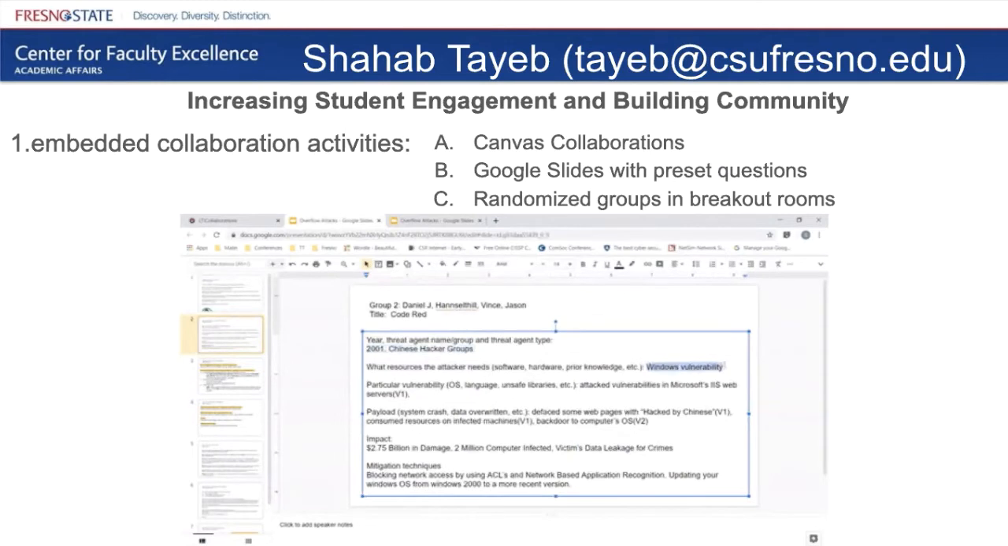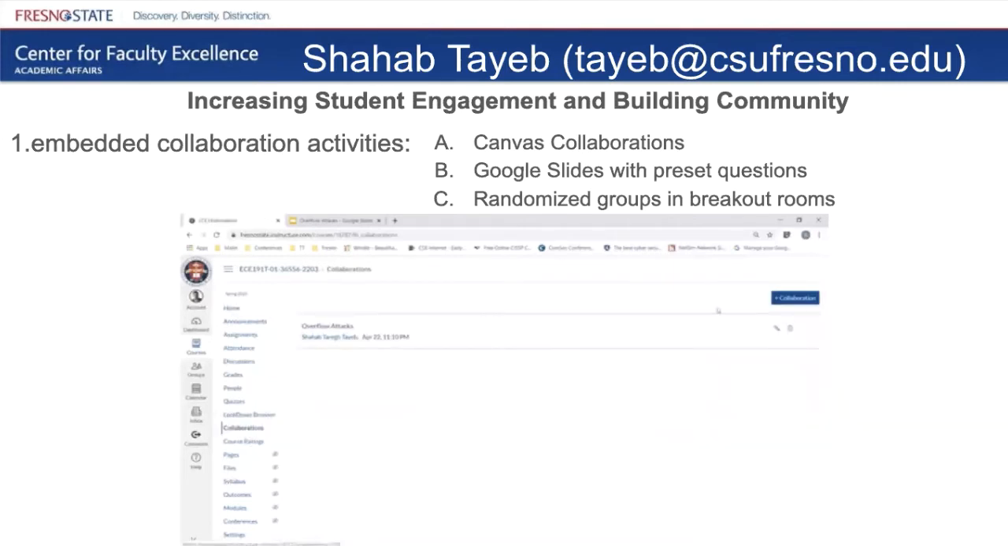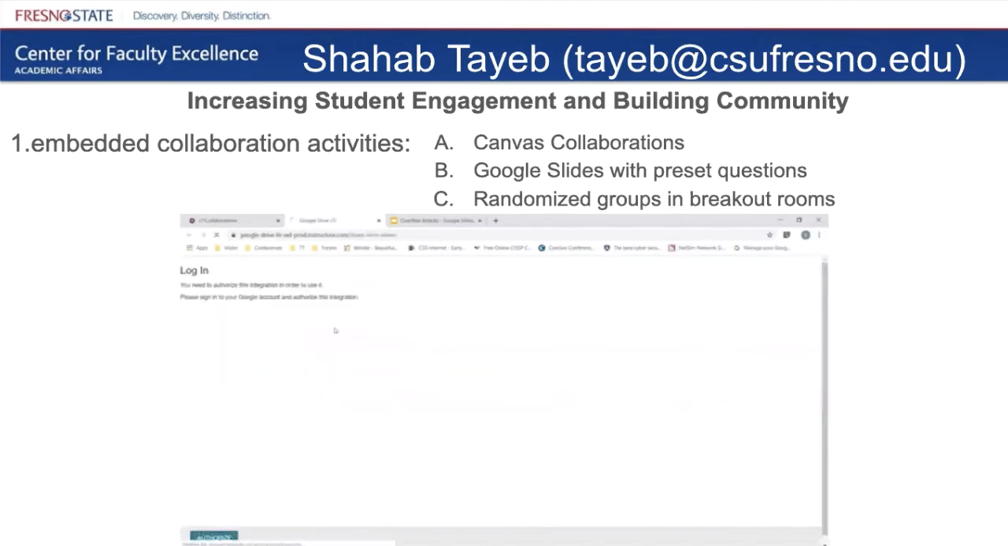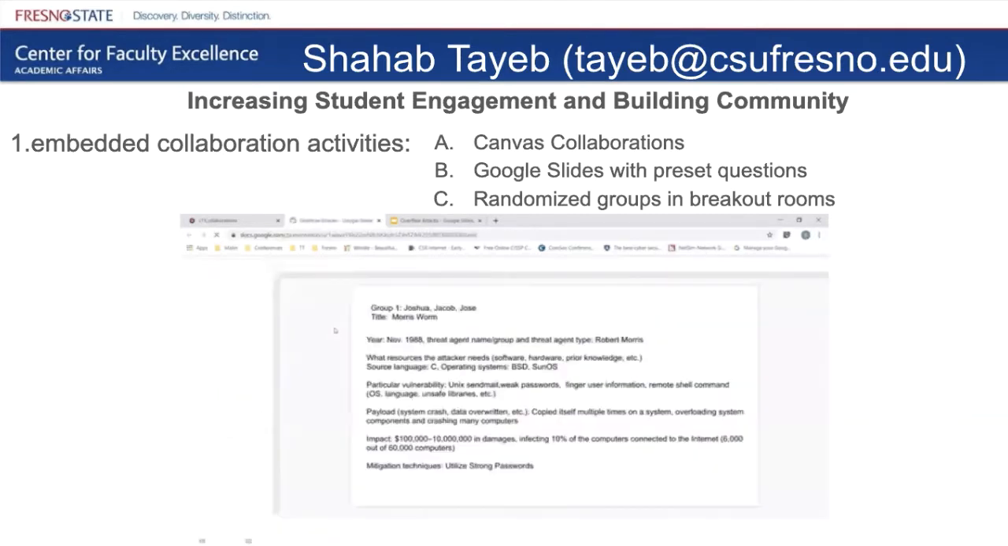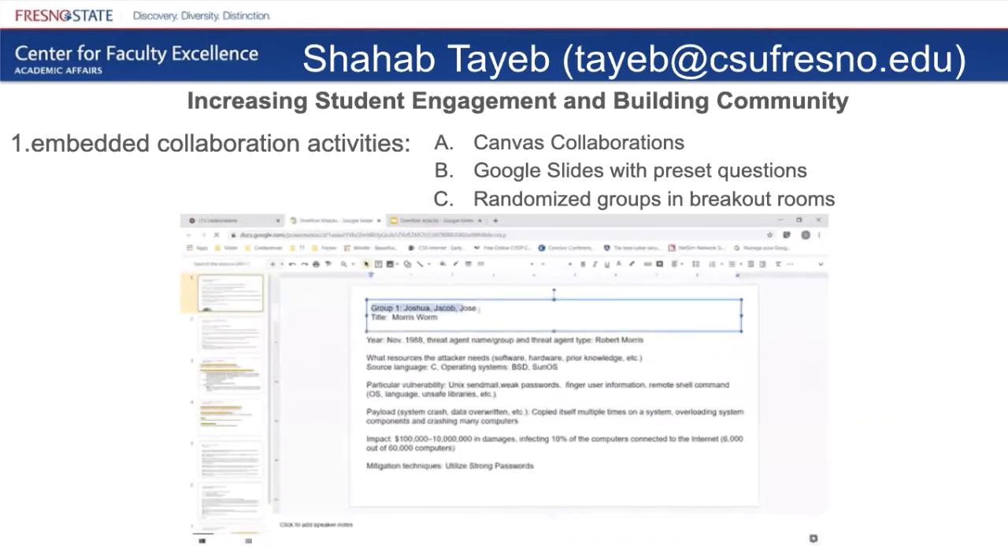For this particular activity, I use the Canvas Collaborations tab. You might need to enable it from the settings. I create a Google slide before the class starts with some preset questions, and you can see the video basically taking you through the process. And then during the synchronous Zoom class, I divide the students either randomly or based on their pre-assigned teams into breakout rooms. And then I have them go over the questions. I give them like 15 minutes.